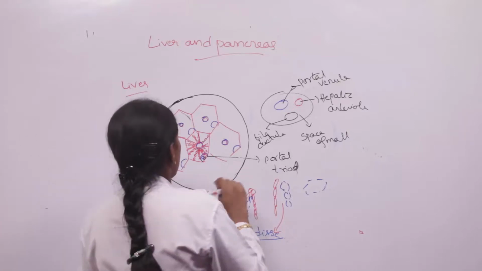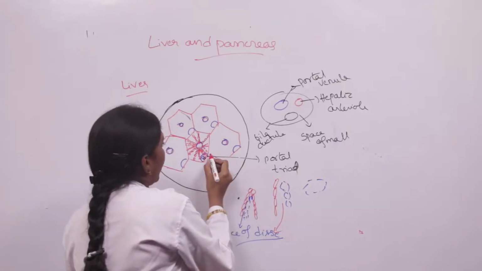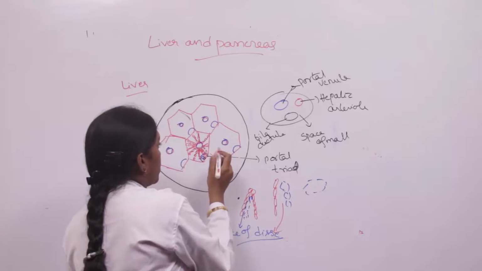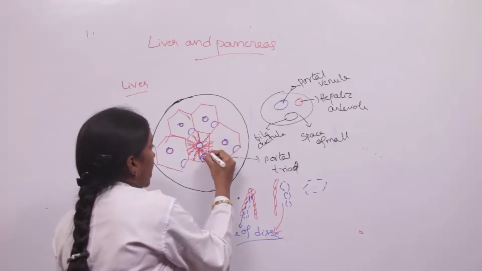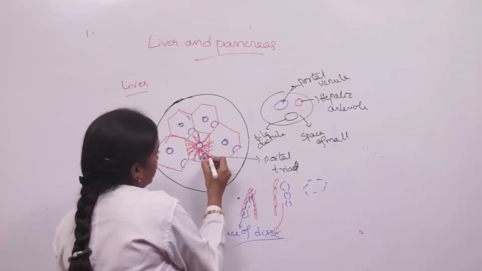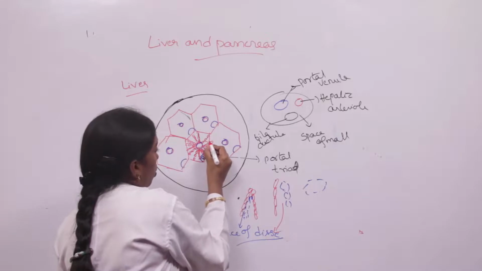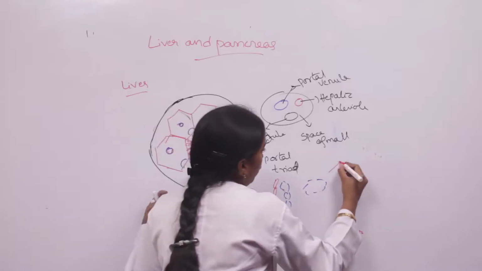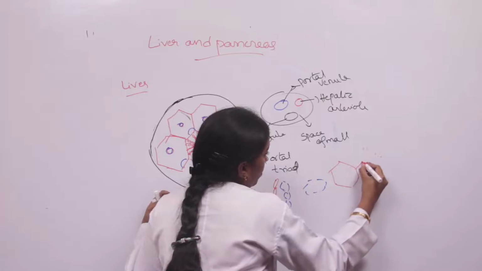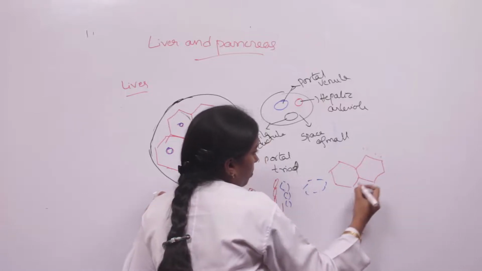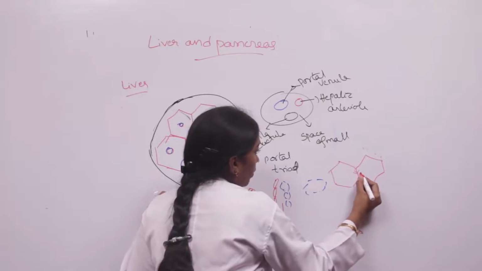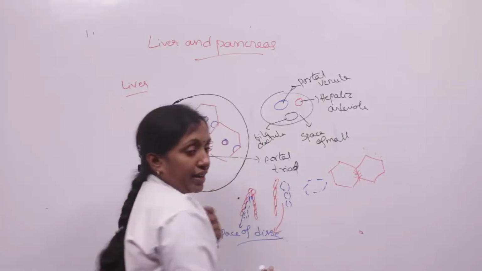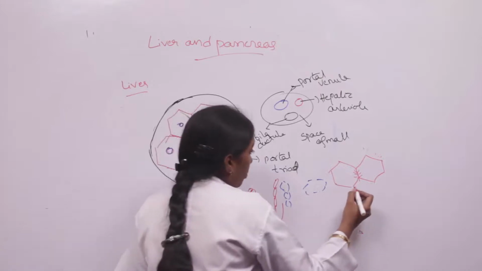Next is the hepatic artery. It passes along the connective tissue septa, which connects the two lobules. So if you take, this is one hepatic lobule and this is another hepatic lobule. This hepatic arteriole passes through the connective tissue septa between the two hepatic lobules.